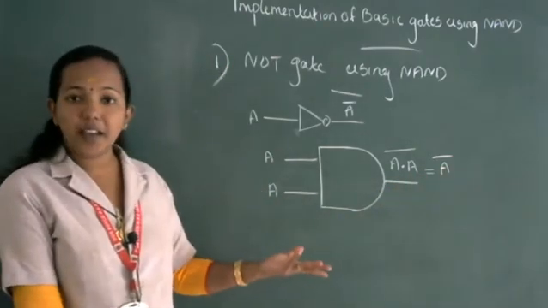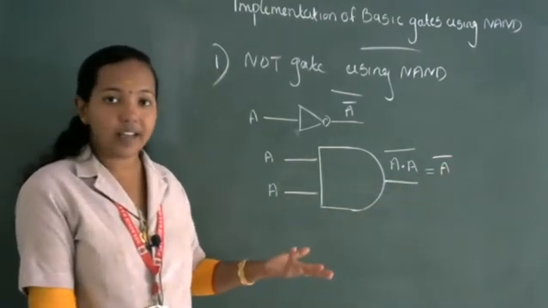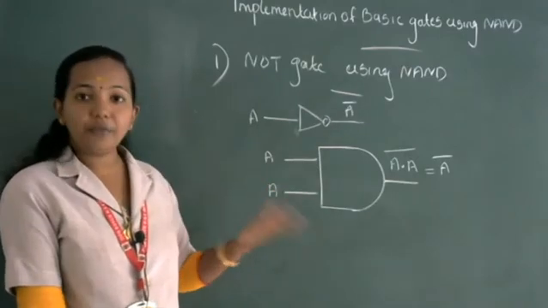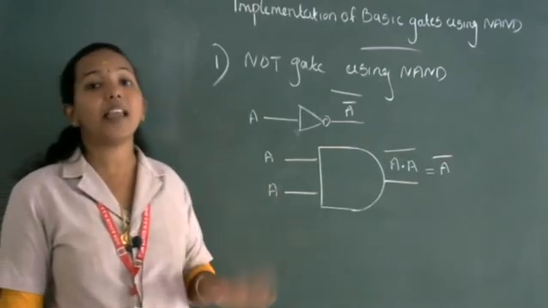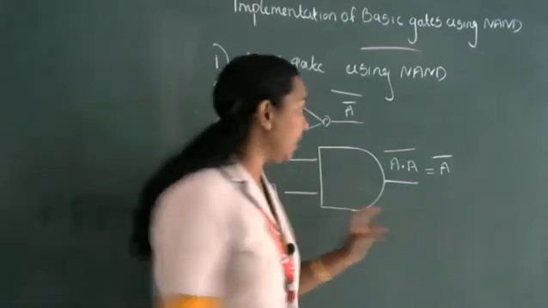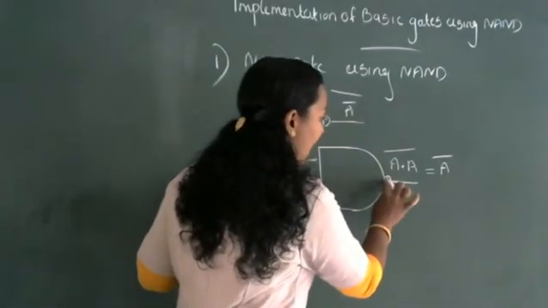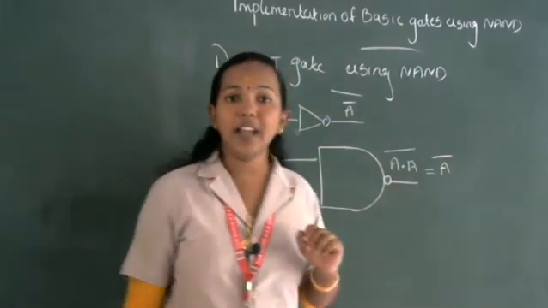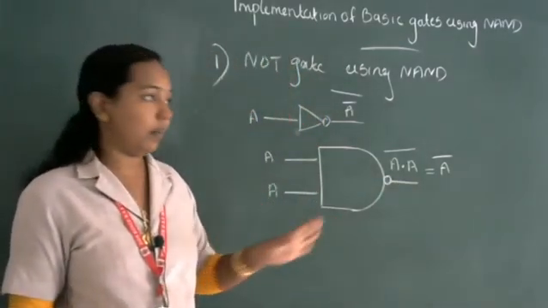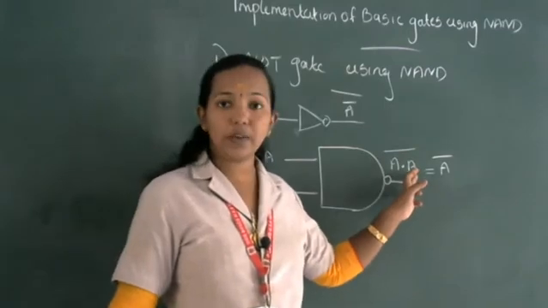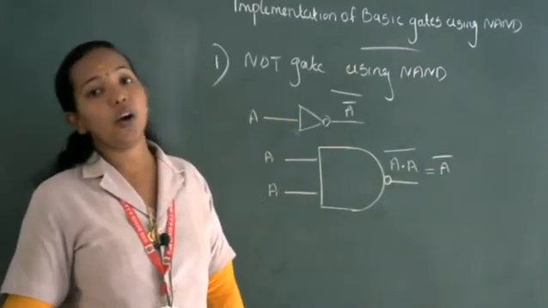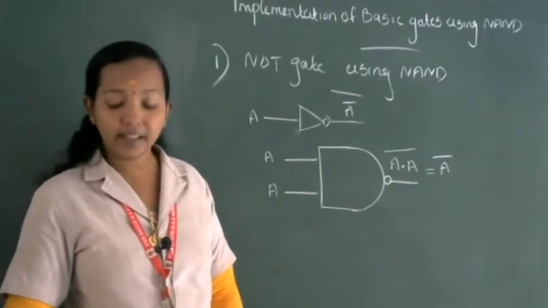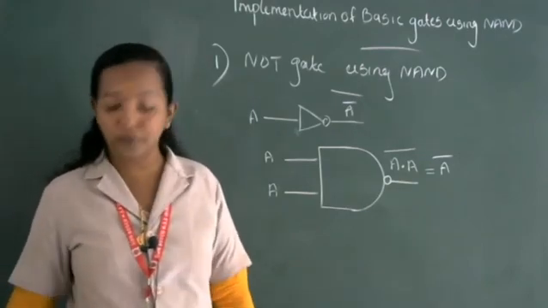So by this we can implement NOT gate using NAND gate. Instead of B, I am using A. After the NAND gate, here one circle is there, we will get A dot A all complement. A dot A is equal to A itself. So what will be the final answer? A complement. Clear?